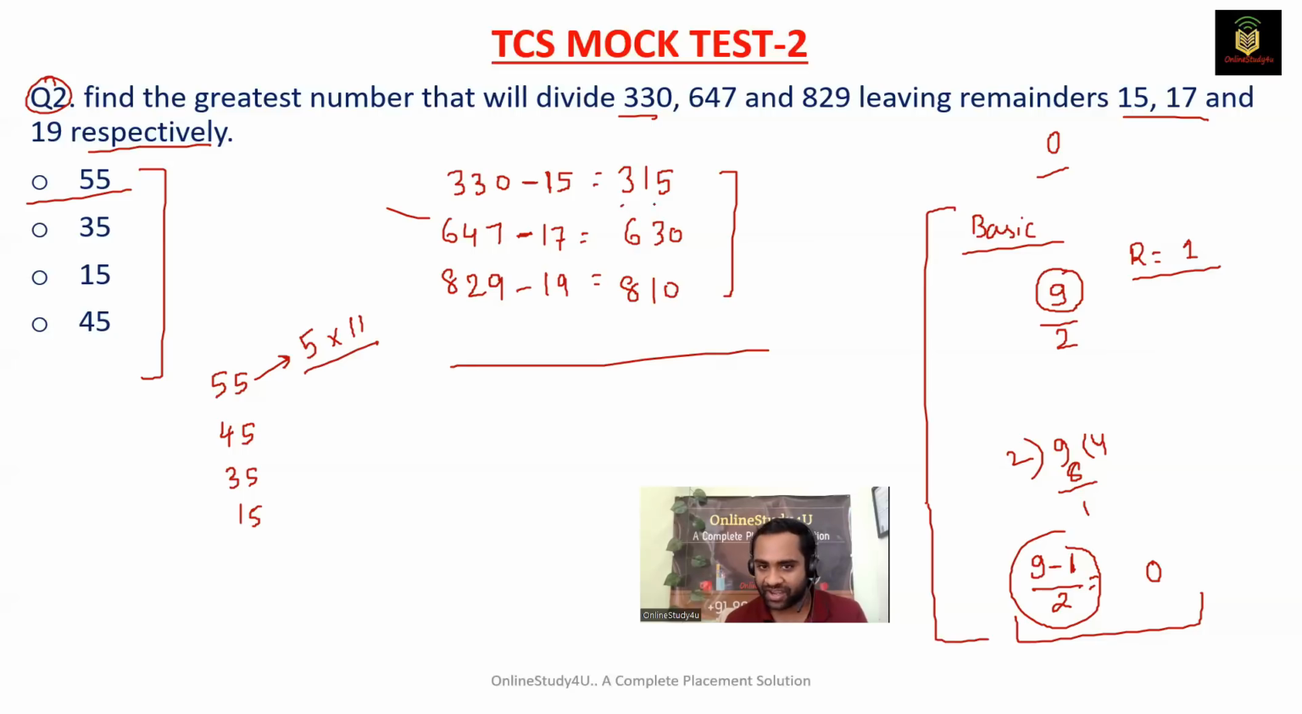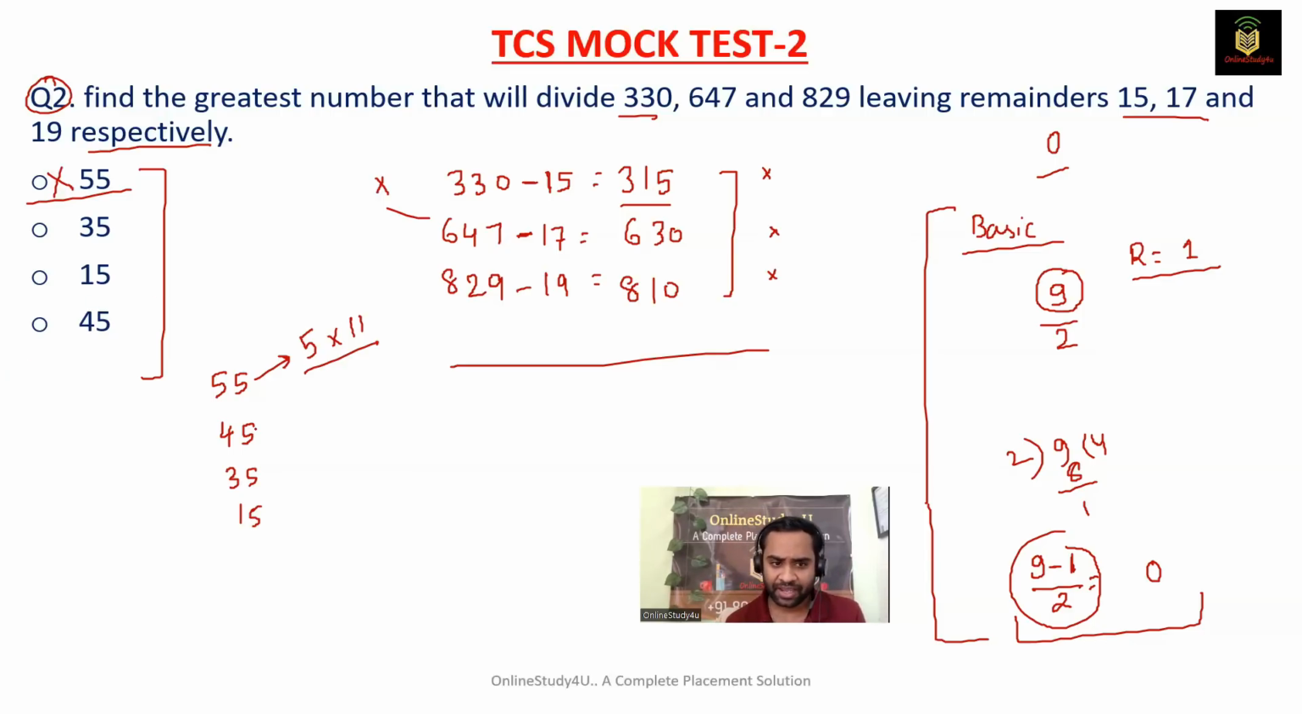Okay. Now if I see the first number and try to divide it by 11, 11 twos are 22 and 95. No, it will not be divisible by 11. So this option is eliminated. 55 cannot be your answer, because 11 will neither divide this, nor this, nor this, right? So all the three numbers will not be divisible by 11. That means all the three numbers will not be divisible by 55.